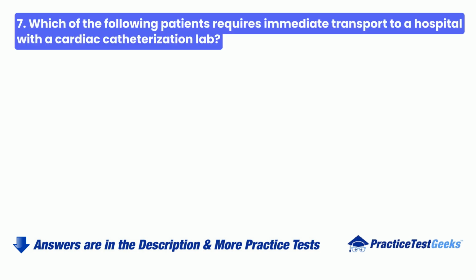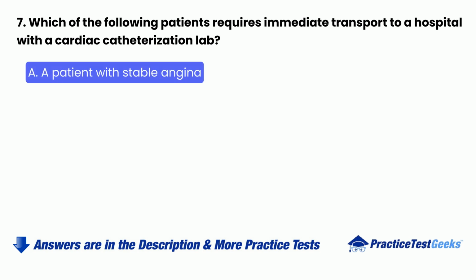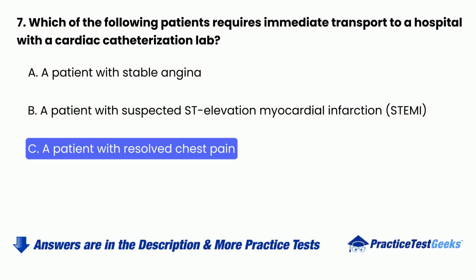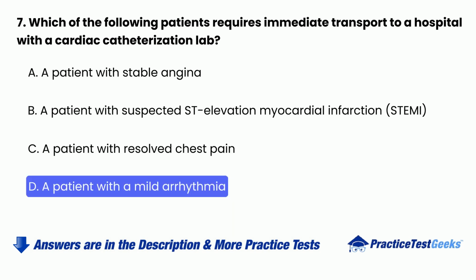7. Which of the following patients requires immediate transport to a hospital with a cardiac catheterization lab? A. A patient with stable angina. B. A patient with suspected ST elevation myocardial infarction or STEMI. C. A patient with resolved chest pain. D. A patient with a mild arrhythmia.